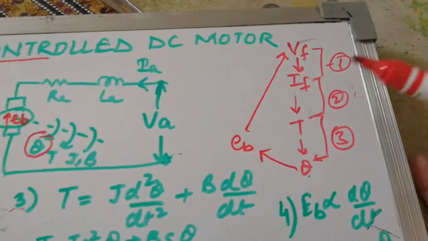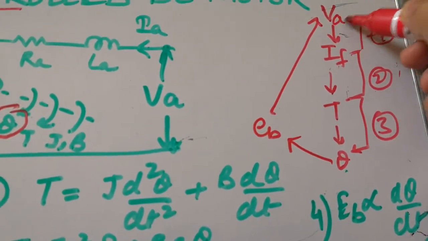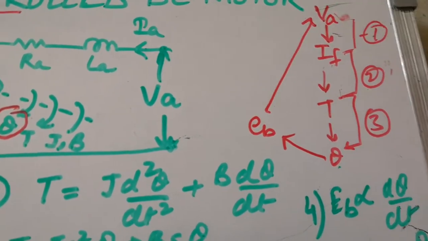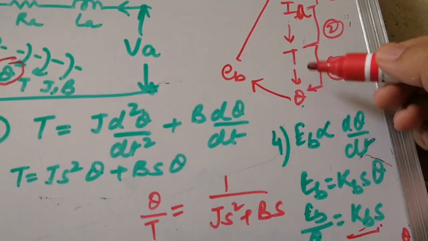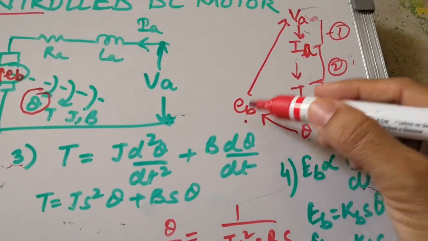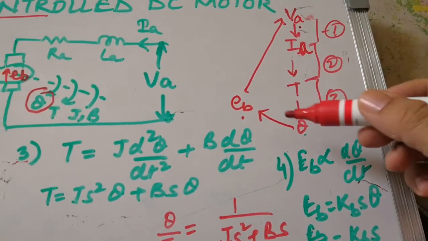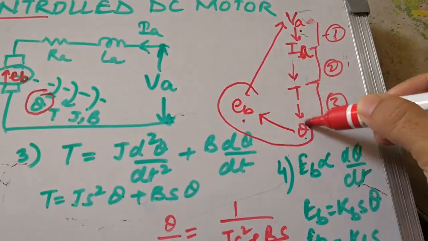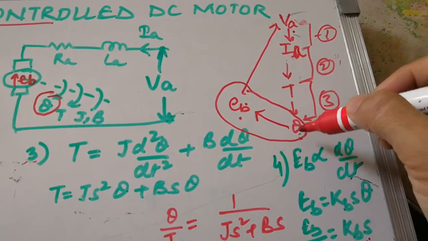Let's check out the flow here. VF will not be here; now VA will give IA, IA will give torque, torque will give theta, theta will give the value of EB, and EB is attached to your VA. So basically this equation has been added because EB is the output and theta is the input now.